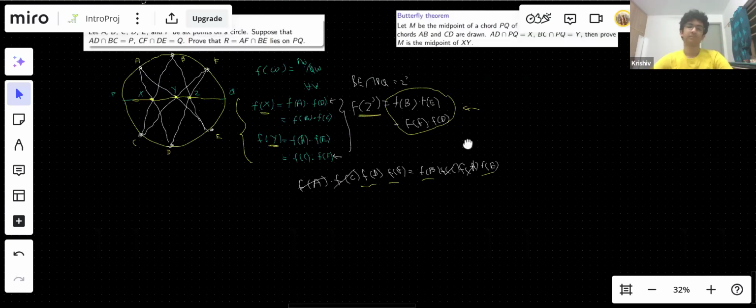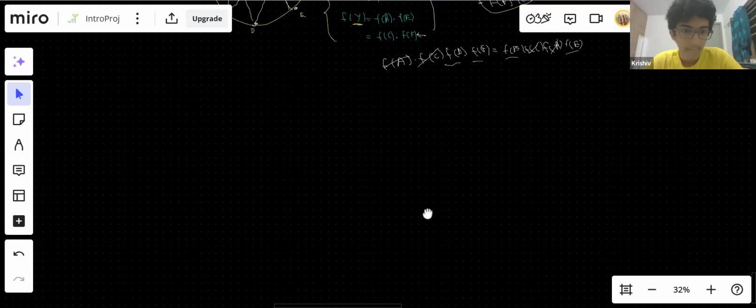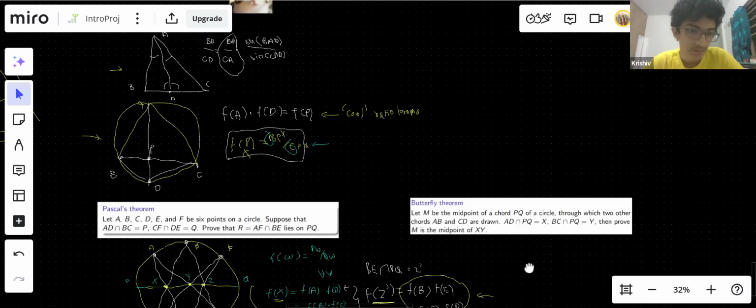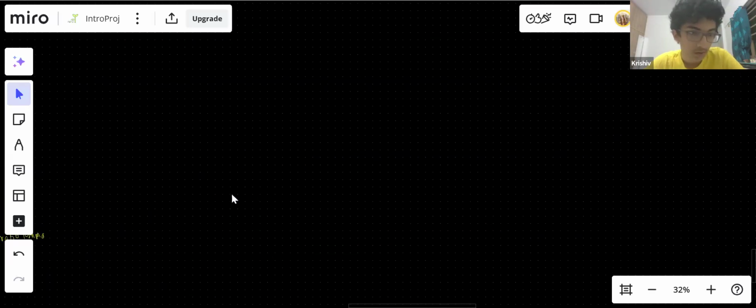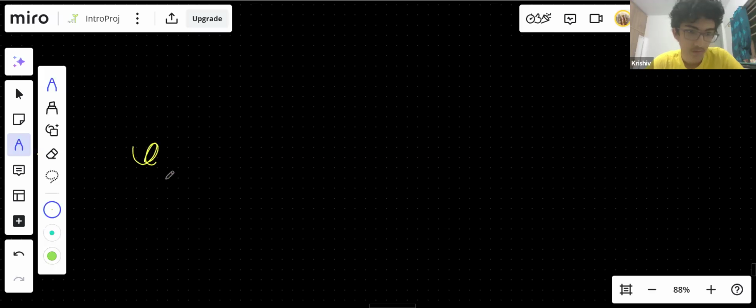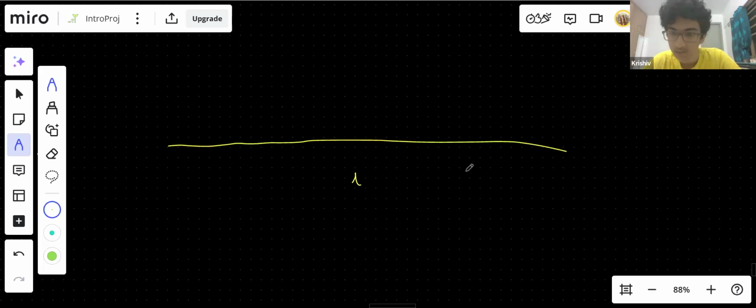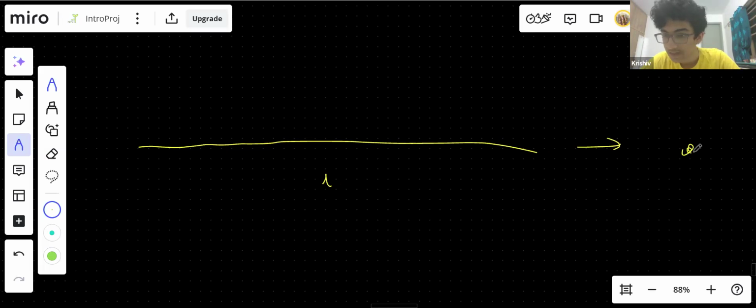So let's actually start with some projective geometry now. The very first thing that we'll do is define the plane that we'll be working in, right? So take this random line, and as it approaches infinity, we'll say that there's a point at infinity.